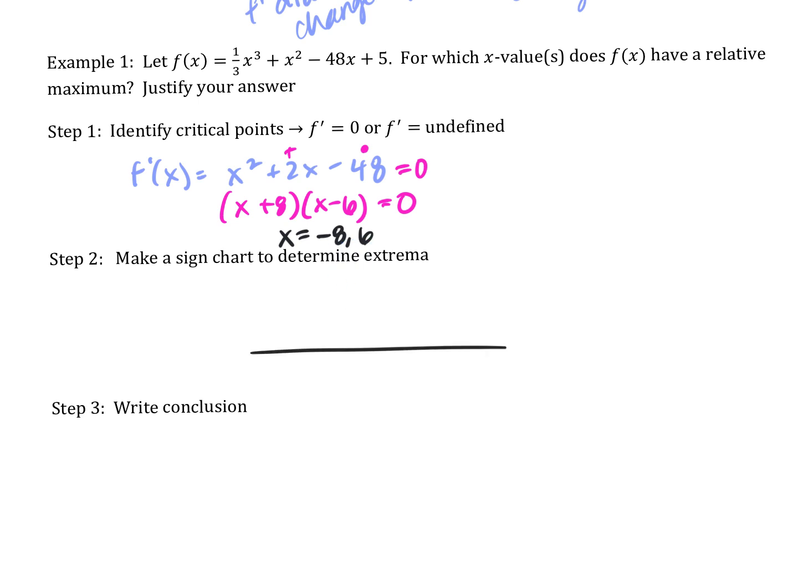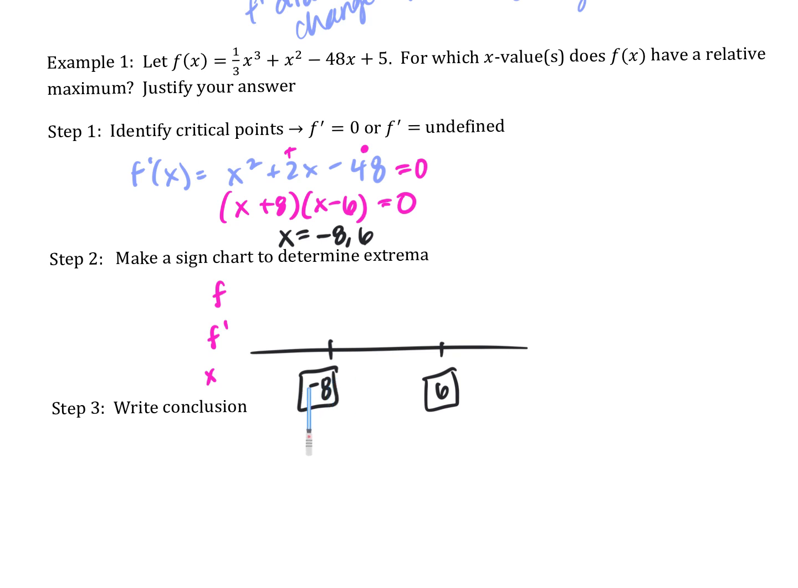These critical points are what we're going to put on the sign chart, you guys. We got negative 8. We got positive 6. We put those on our sign chart. And again, I like to say those are x values. I'm going to plug them into my first derivative to see what my function is doing. I like to circle these so that I don't get them confused with the other values I'm about to put on this chart.